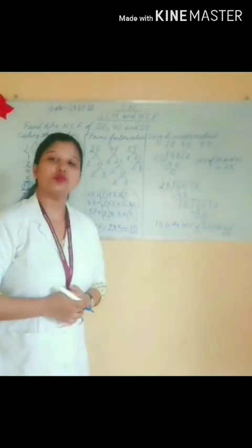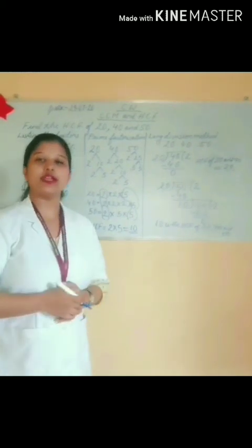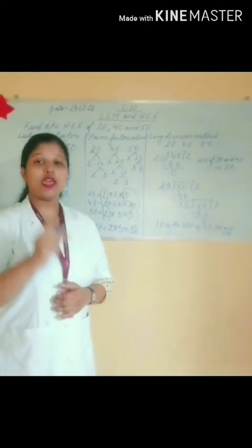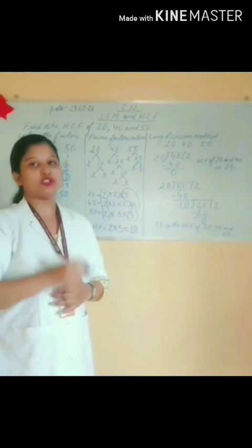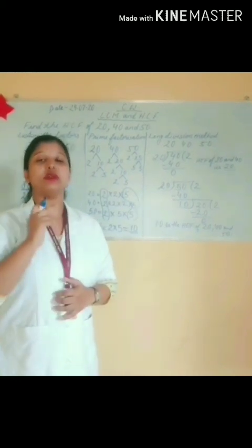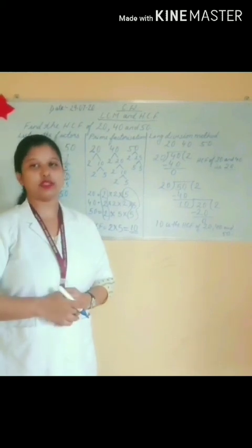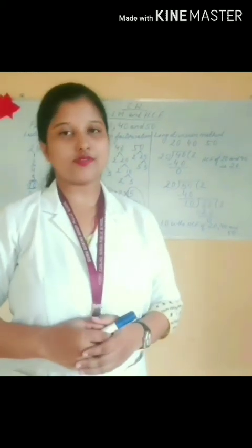So students, you can use any of these 3 methods to find HCF of any 2 numbers or more than 2 numbers, if the method is not mentioned in the question. And if the method is mentioned in the question, then you have to find the HCF with that particular method only. Hope you students have understood.